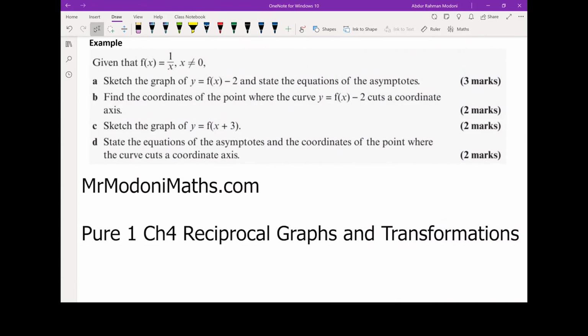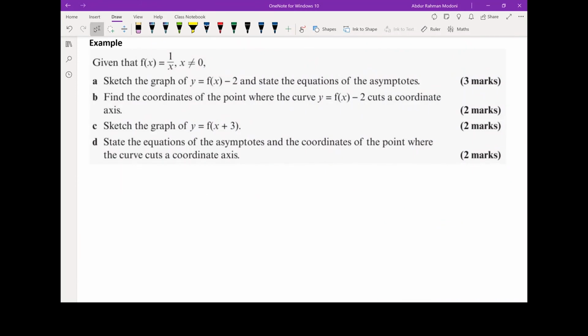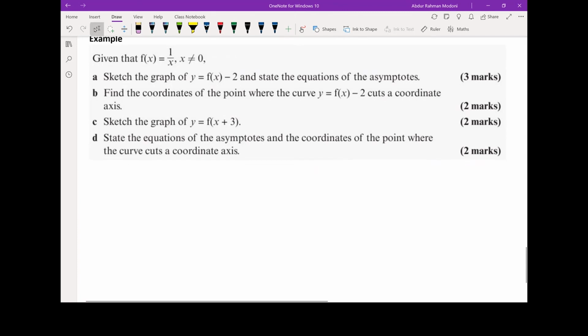Here we have a transformations applied to the reciprocal graph 1 over x. So we start by first of all sketching the original f of x, just to remind ourselves what the base function 1 over x looks like. Here we go, y is equal to 1 over x. This is our f of x. Remember, we have asymptotes here at x equals 0, and we have another asymptote here at y equals 0. Part A says sketch the function f of x minus 2.